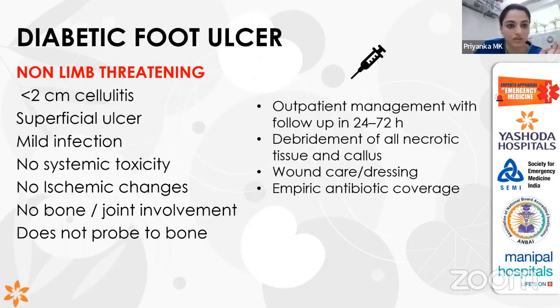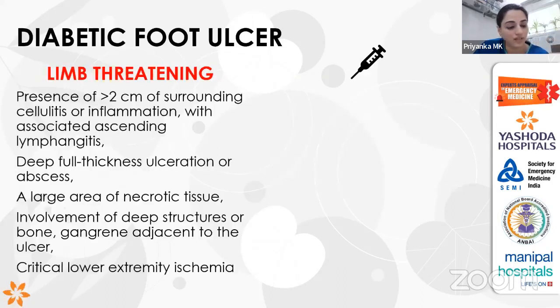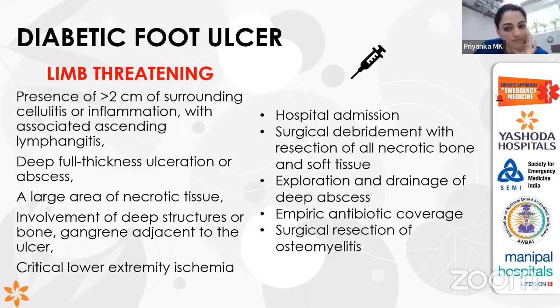send the patient home. If it's limb threatening, how would you know? If there is more than 2 centimeters of cellulitis or inflammation, if there's associated ascending lymphangitis, if there is a deep, full thickness ulceration or abscess, if there's a large area of necrotic tissue, if there's involvement of deep structures, bone, gangrene adjacent to the ulcer, or critical lower extremity ischemia. In such limb-threatening ulcers, you need to admit the patient.